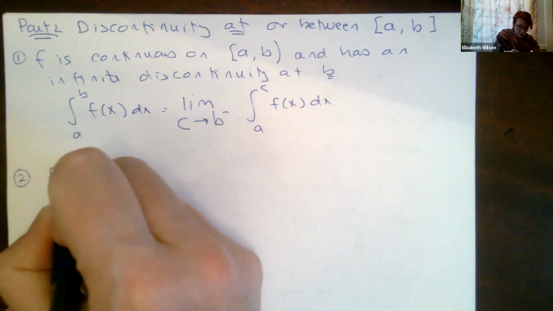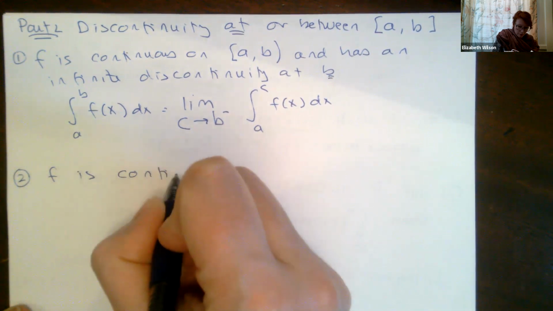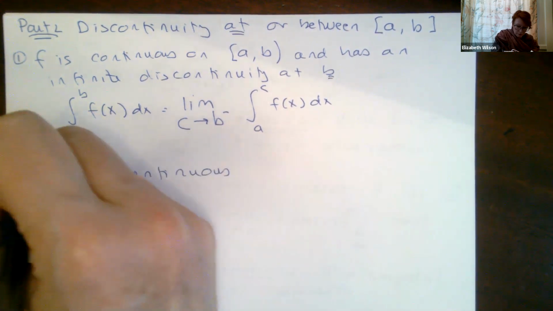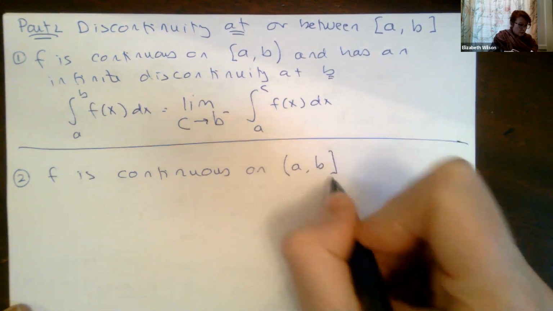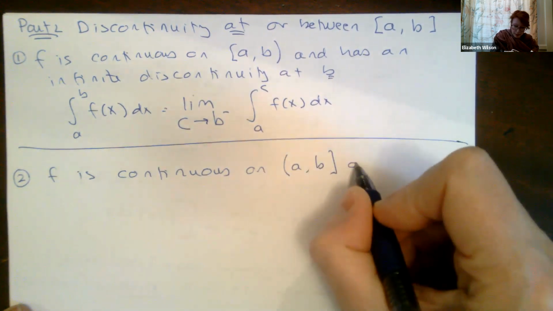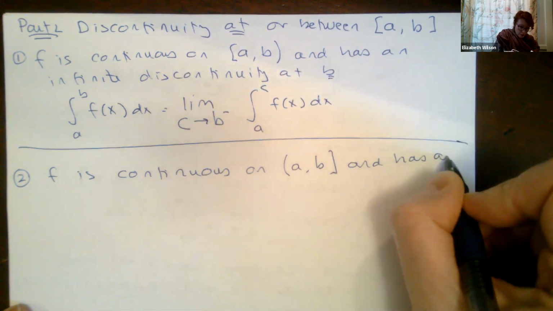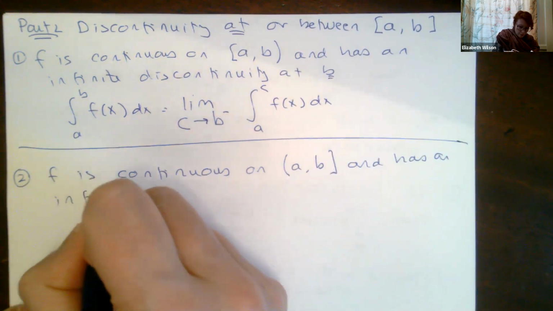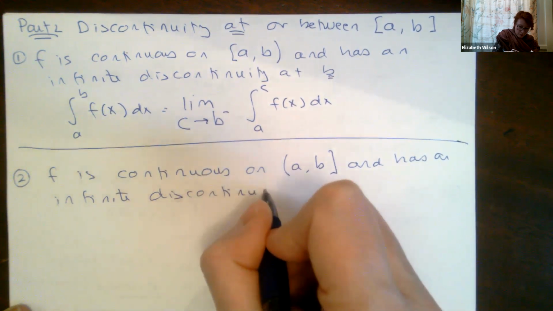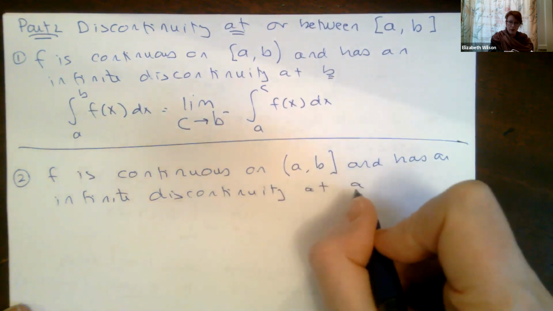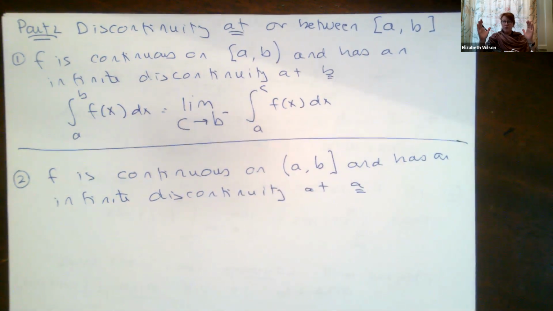So our function f is continuous on the interval (a, b], not inclusive of a, and has an infinite discontinuity at a. So we're going to integrate from a to b, but a is where we have a discontinuity. So I'm going to be approaching a from the right-hand side.